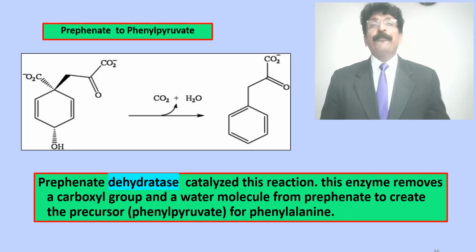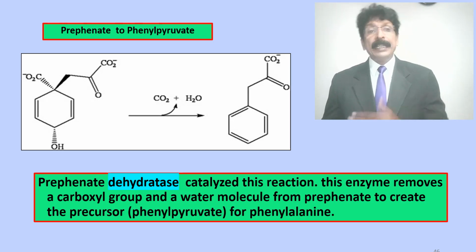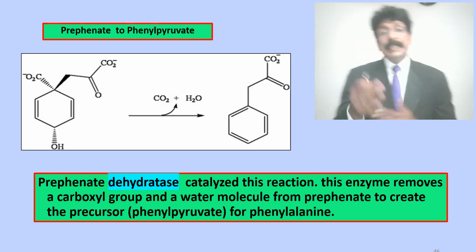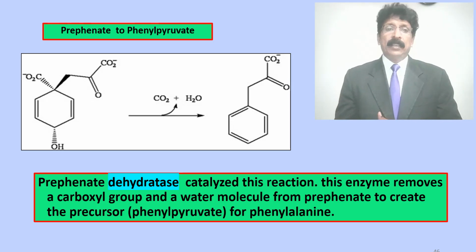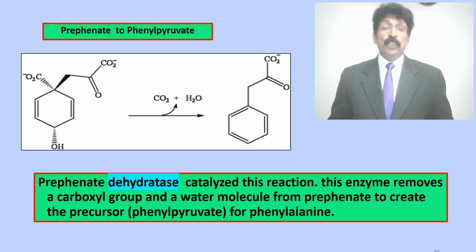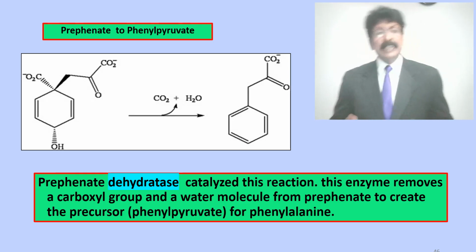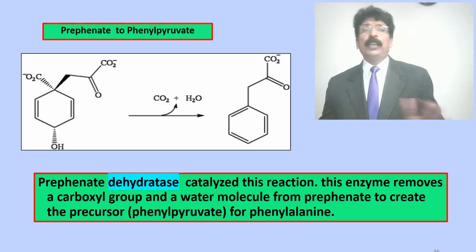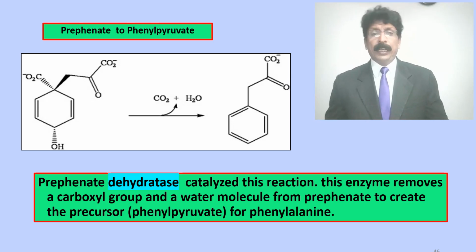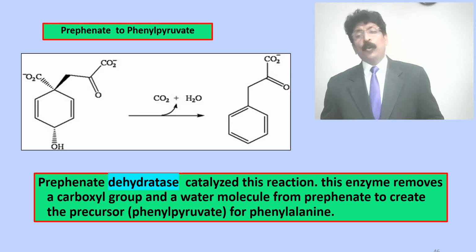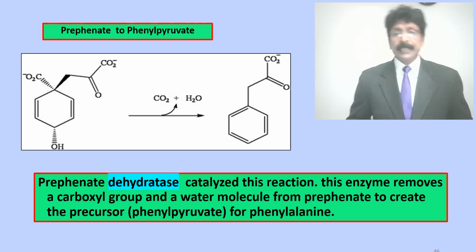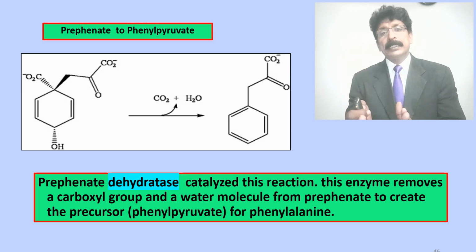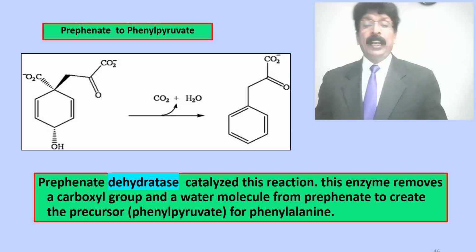So you see, phenyl pyruvate is obtained from prephenate. Prephenate dehydratase is the enzyme which catalyzes this reaction. This enzyme removes a carboxyl group as carbon dioxide, and a water molecule from the prephenate to create a precursor, phenyl pyruvate, which is responsible for producing phenylalanine.